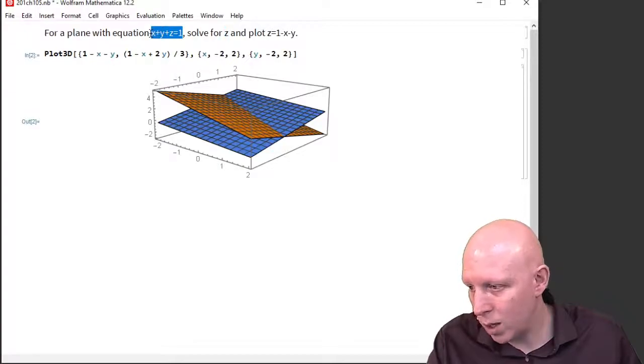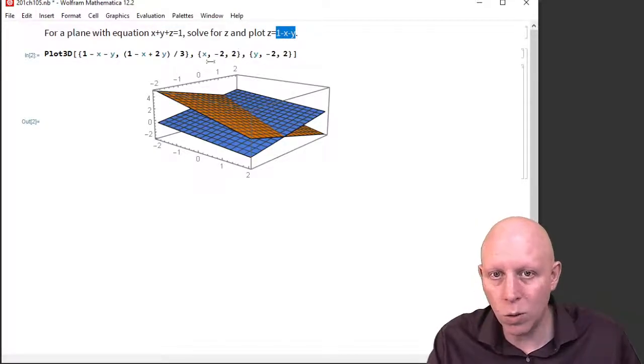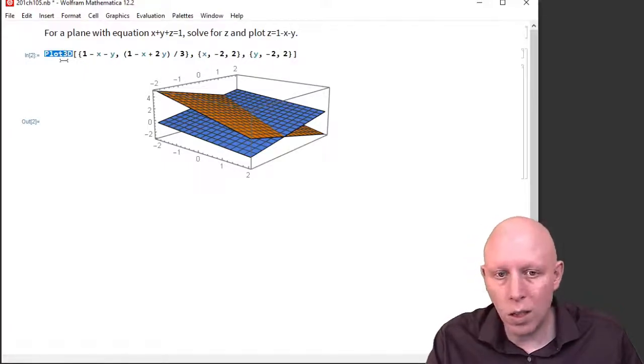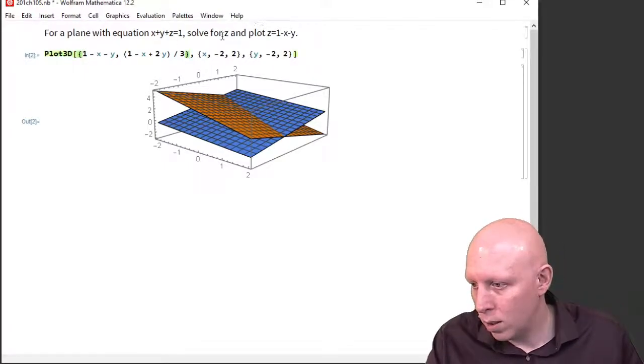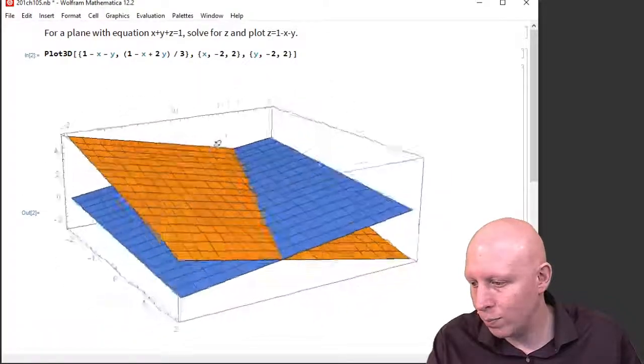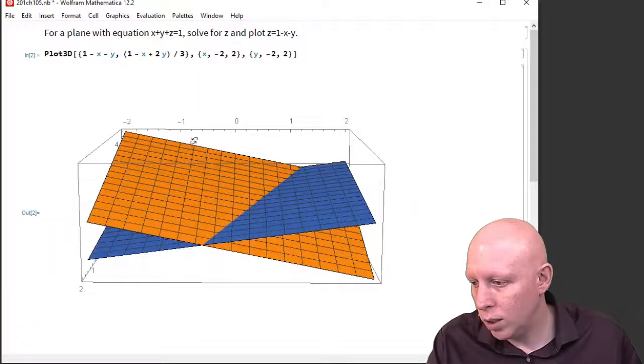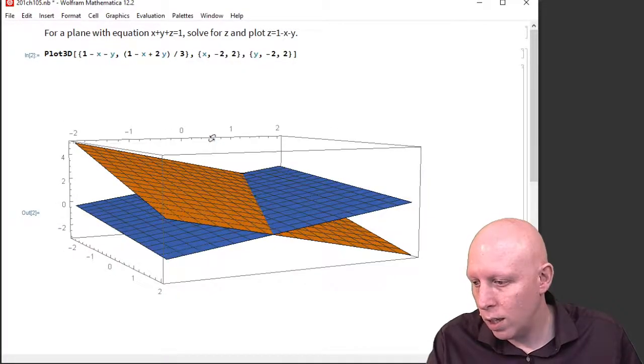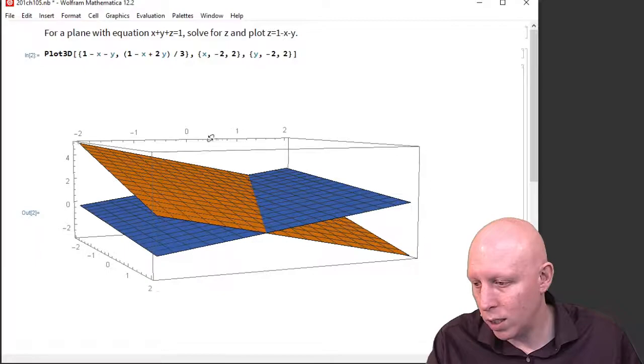So here, if it's x plus y plus z equals 1, you move the x and the y to the other side of the equation, and you plot the function z equals 1 minus x minus y using the Plot3D function. So we had one equation which was x plus y plus z equals 1, and we had another equation which was x minus 2y plus 3z equals 1, which, when you solve, gives us this. So here are two different planes, and what we'd like to do is see what the angle is between these two planes.